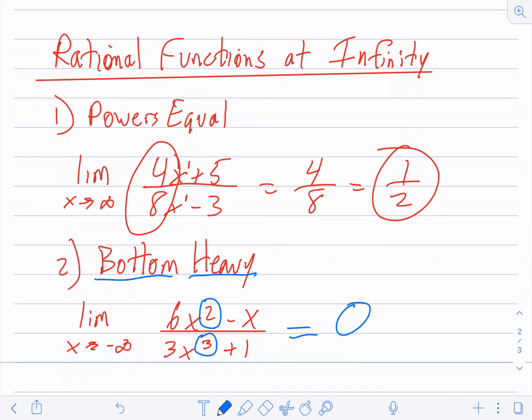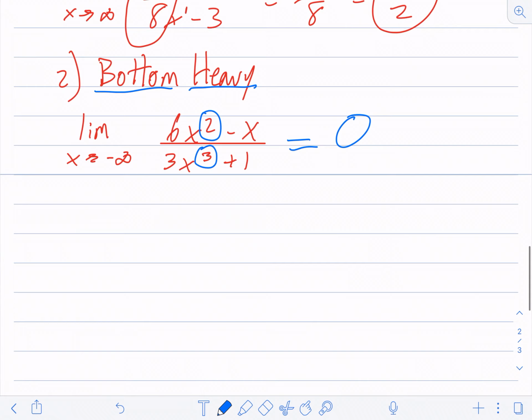Our powers equal and our bottom heavy functions, we have two different ways of determining those limits. Either for powers equal, it's the coefficients of the leading terms, or if it's bottom heavy, our limit's going to be 0. That's it.